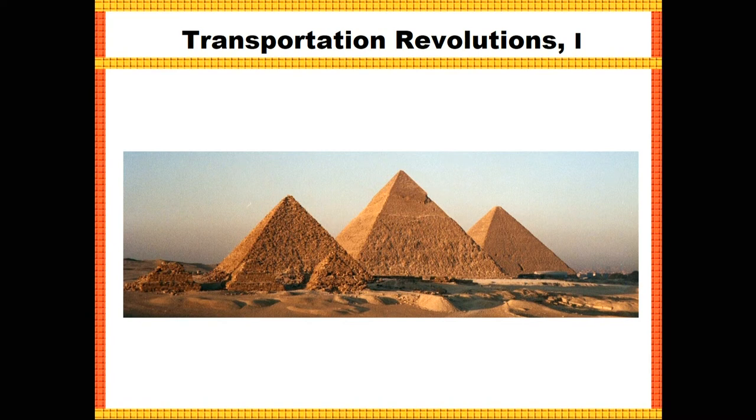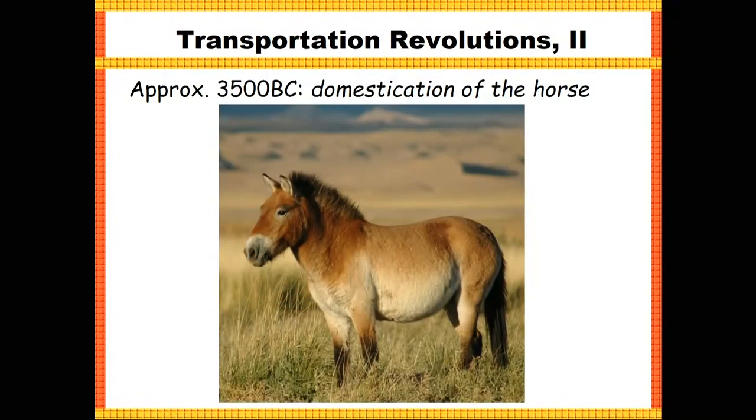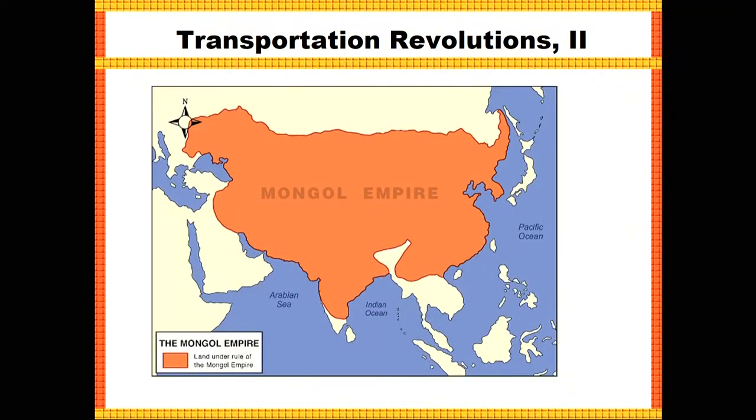And then about 1,500 years later, the domestication of the horse, again probably in Central Asia. Until then, if you wanted to go somewhere, you had to walk. Now, using the horse, the Mongols were able to go from Mongolia practically all the way to Europe and build the largest land empire ever. And this is still 3,500 years BC.